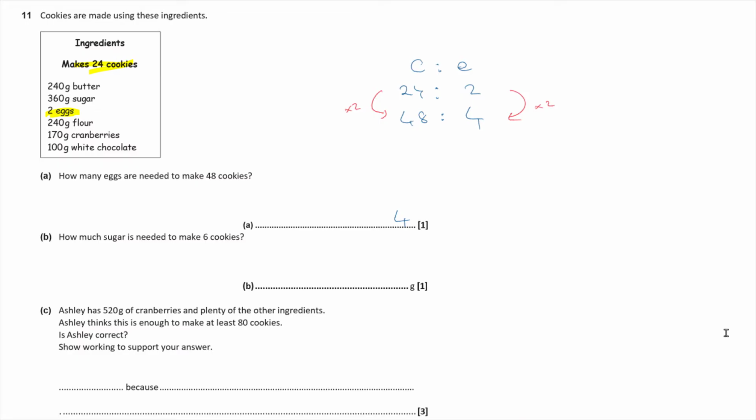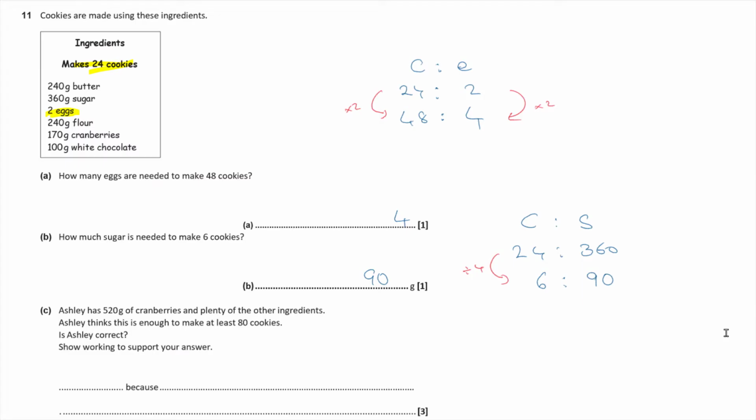How much sugar do I need to make 6 cookies? Again, if I do cookies to sugar, that's 24 to 360 from the main recipe. Now if I want to change the recipe and make 6 cookies instead, I'm going to be dividing by 4, aren't I, to get from 24 down to 6. So 360 divided by 4, 360 goes 90 times, doesn't it? So I'm going to need 90 grams of sugar to make 6 cookies.